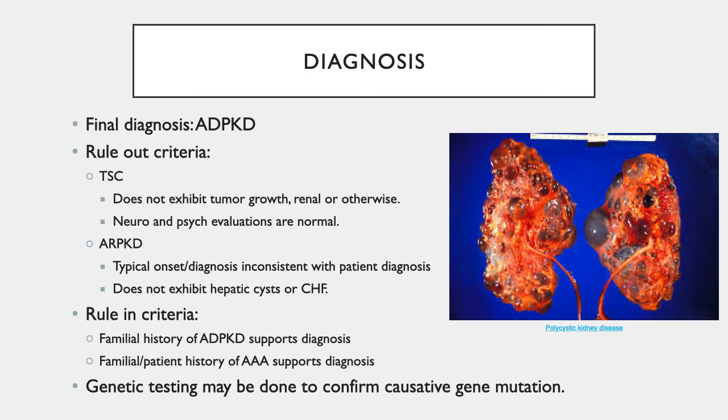Next, her familial history of ADPKD as well as AAA may be used as supportive evidence to rule in ADPKD because abdominal aortic aneurysms, AAA, are often comorbid with ADPKD, and because it's an autosomal dominant disease, this indicates that Mrs. WT would have had a high probability of developing the disease based on her mother having had it as well.